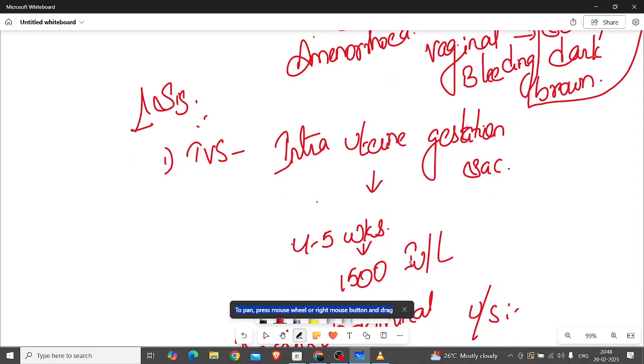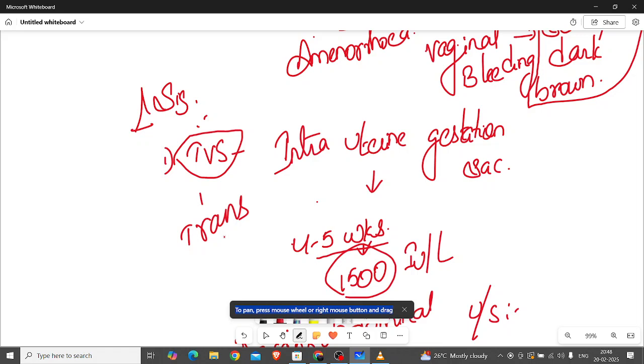What are all the diagnostic findings in order to evaluate this ectopic pregnancy? Mainly transvaginal sonography. It is the most sensitive test in order to identify this ectopic pregnancy. Here, if the intrauterine gestational sac is about 4 to 5 weeks, the beta HCG levels will be observed as low as 1500 international units in case of this transvaginal sonography.